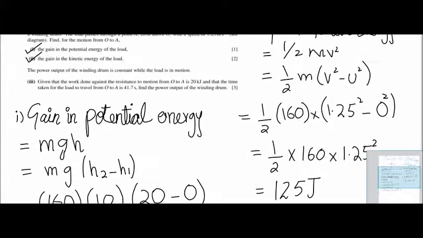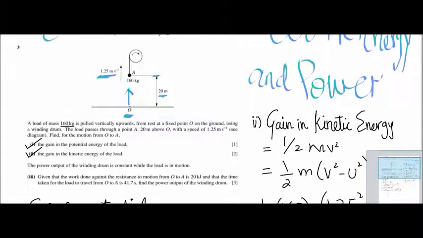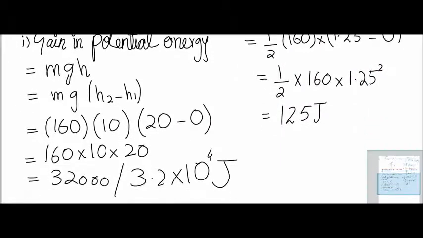In part 3, they say that the power output of the winding drum is constant while the load is in motion, and given that the work done against the resistance to motion from O to A is 20 kilojoules, and the time taken for the load to travel from O to A is 41.7 seconds, we are to find the power output of the winding drum.